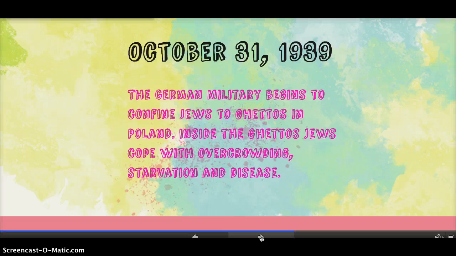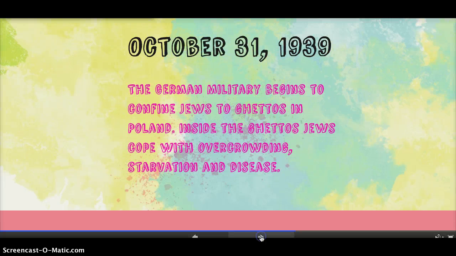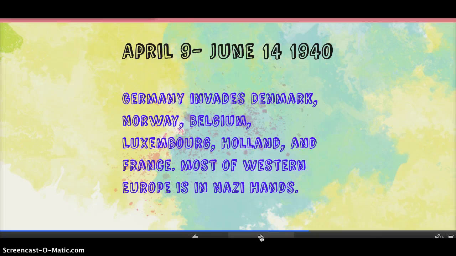October 31st, 1939, the German military begins to confine Jews to ghettos in Poland. Inside the ghettos, Jews cope with overcrowding, starvation, and disease. And like I said, they were not allowed to come and go as they liked. April 9th to June 14th, 1940, Germany invades the following countries: Denmark, Norway, Belgium, Luxembourg, Holland, and France. And most of Western Europe is now under Nazi power.